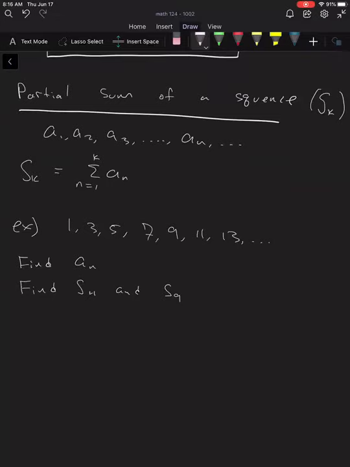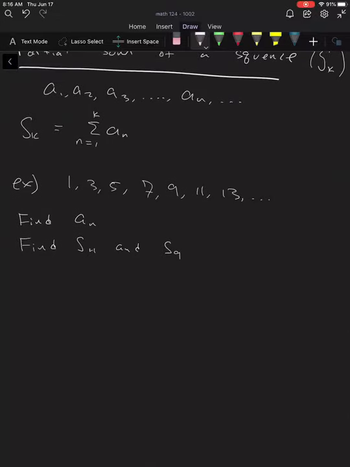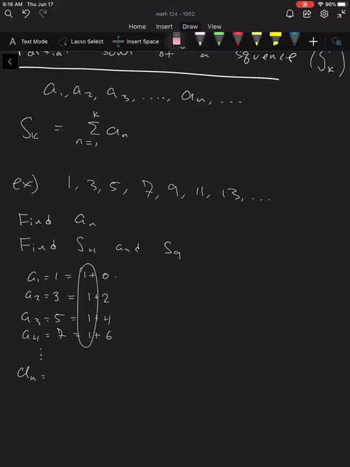First let's start with finding a general formula. Well, we know that a1 is 1, a2 is 3, a3 is 5. Let's just do one more, a4 is 7. So what does an equal? Well, 1 can be written as 1 plus 0. 3 can be written as 1 plus 2. 5 can be written as 1 plus 4. 7 can be written as 1 plus 6. So we kind of see a pattern. We're always doing a 1, then we're adding 0, 2, 4, 6, so all the even numbers.